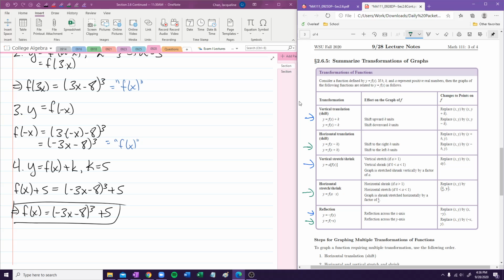But for the y values, it is negative 1 times f of x. For a vertical stretch or shrink, it is a times f of x. And for a vertical translation, it is f of x plus or minus k. Everything is done outside. It is affecting your y. But to affect your x, it has to be within that f of x.